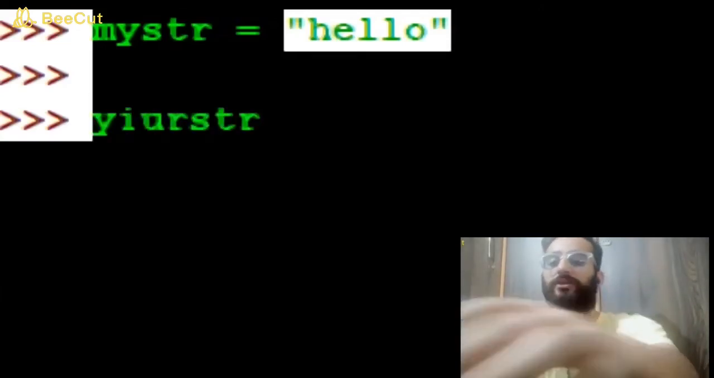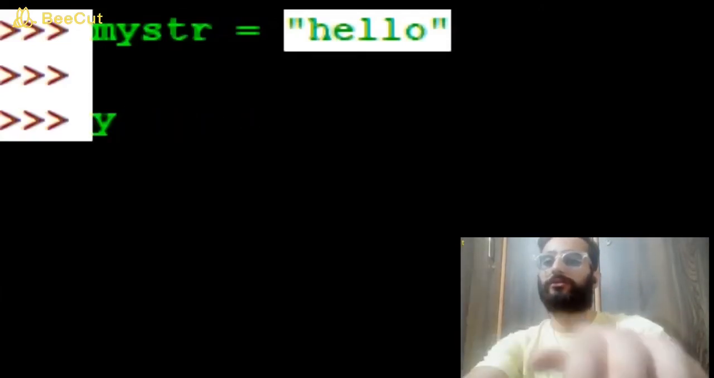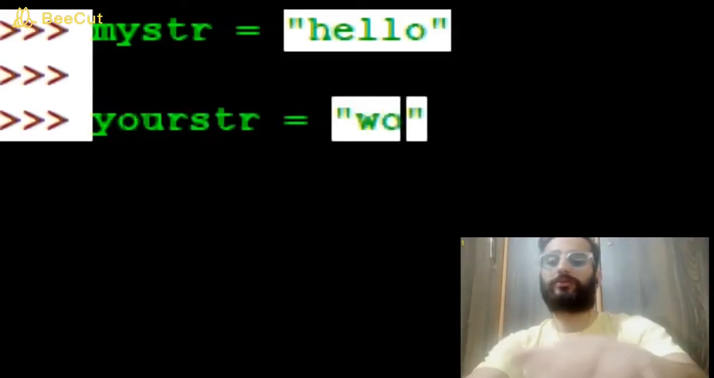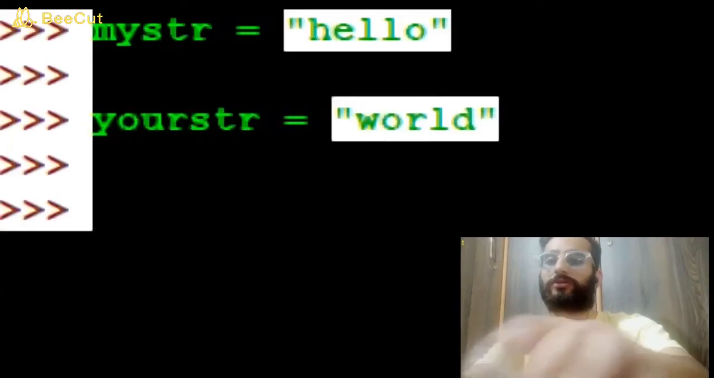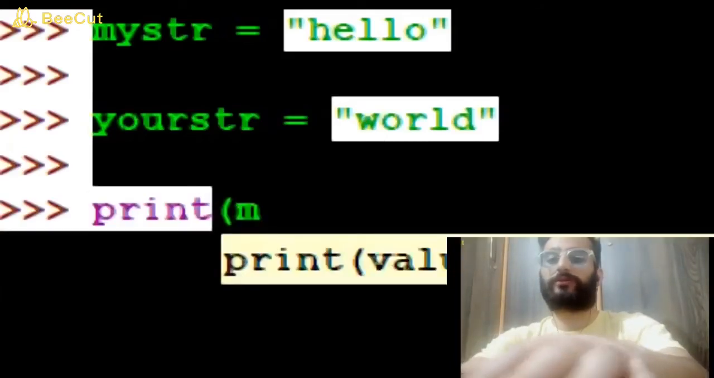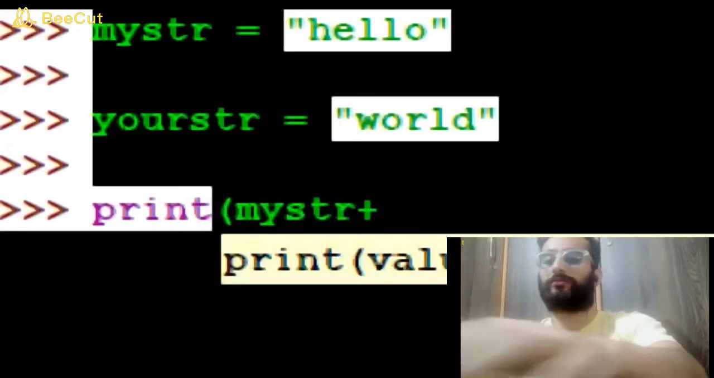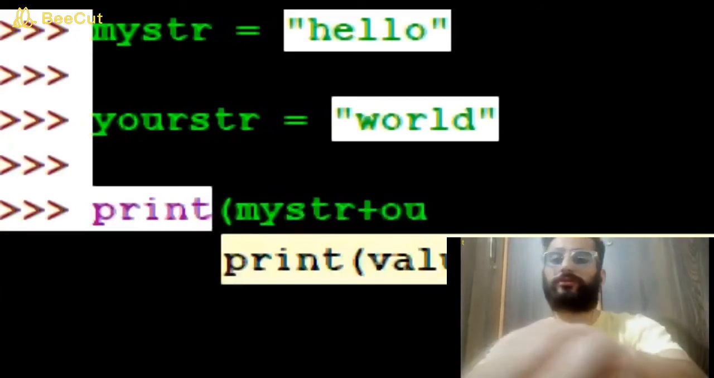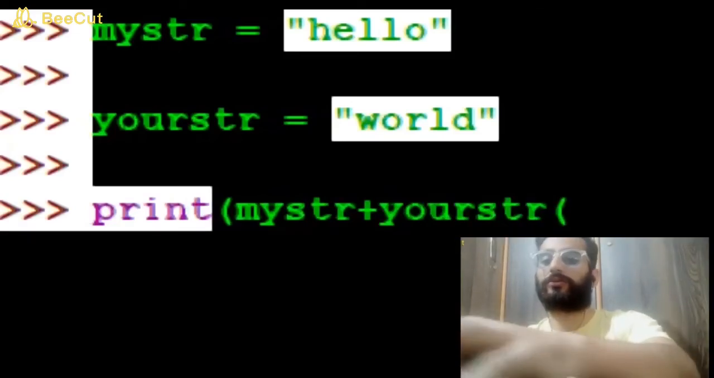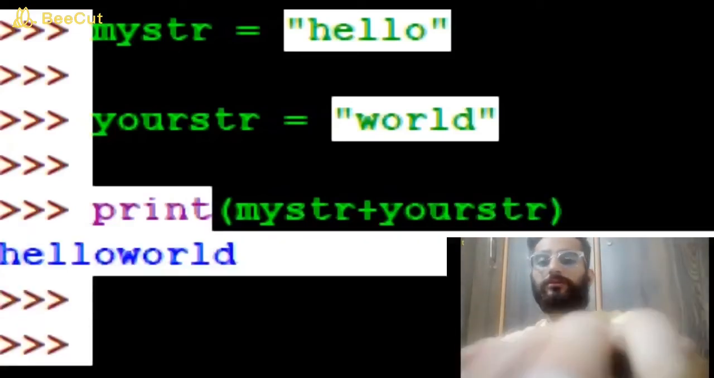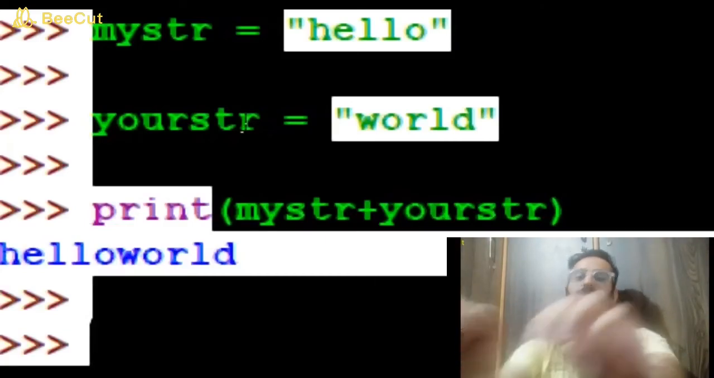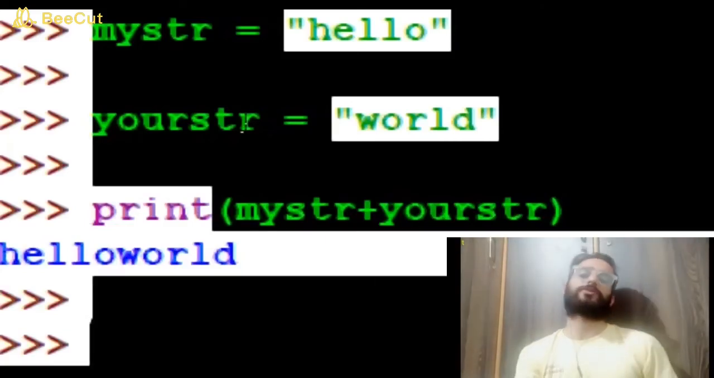Let's take another string, your string. Your string is equal to world. Okay. Now let's do print my string plus your string, enter, and we get hello world. What does that mean? The plus symbol or the addition symbol in strings, when we use it, it's used for concatenation.